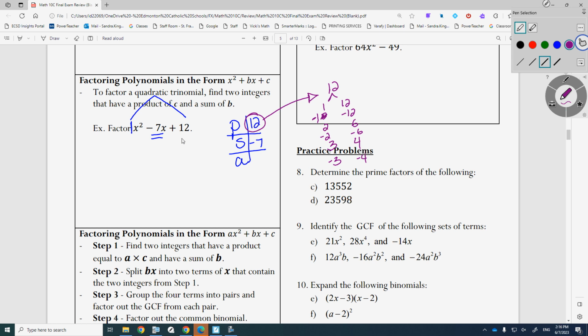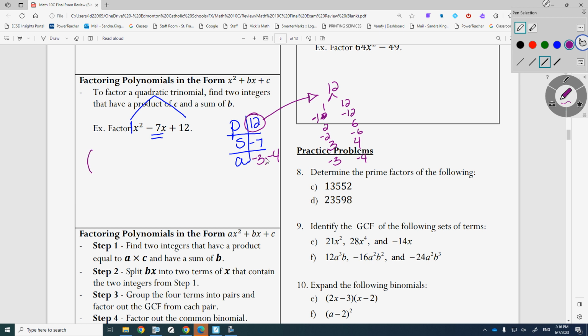+3 or -3? Yep, -3 and -4. Because you guys, this would sum to give you 13, negative 13, 8, negative 8. This would sum to give you a 7 and a negative 7. We're looking for the one that gives us the negative 7, so this here.